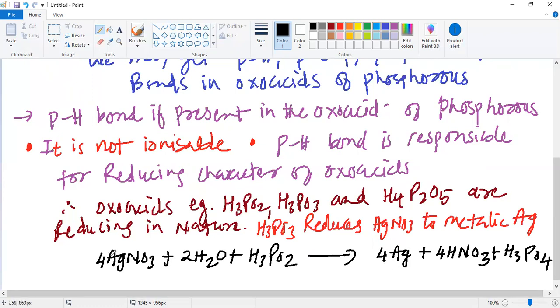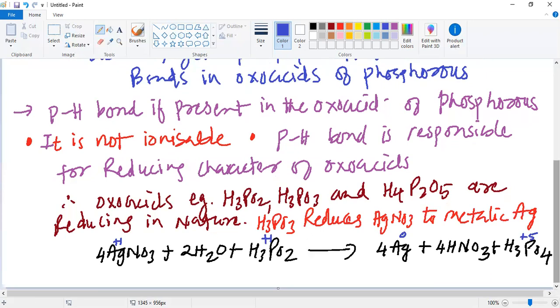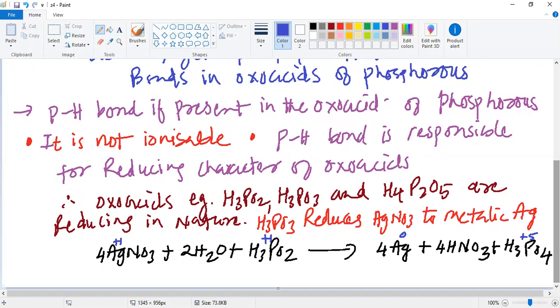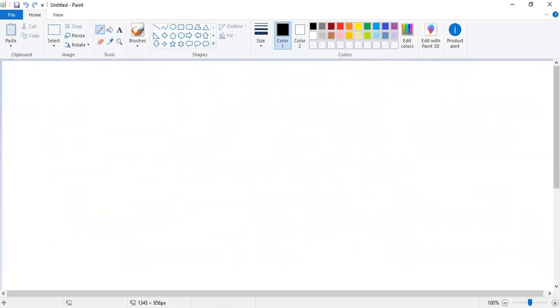So you can see that Ag is reduced from +1 to 0, and our phosphorus is oxidized from +1 to +5. So this is how, my dear students, we can see the reducing nature of H3PO2. So please remember that this P-H bond is responsible for the reducing character of our oxoacids of phosphorus.